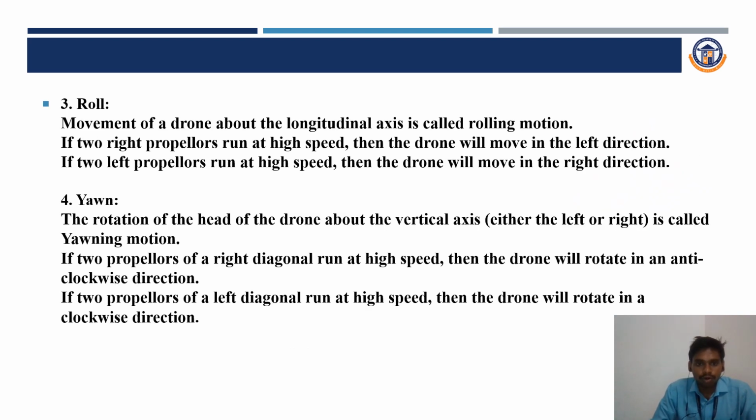Roll. The movement of the drone about the longitudinal axis is called rolling motion. If the two right propellers run at high speed, the drone will move in the left direction. If the two left propellers run at high speed, then the drone will move in the right direction.